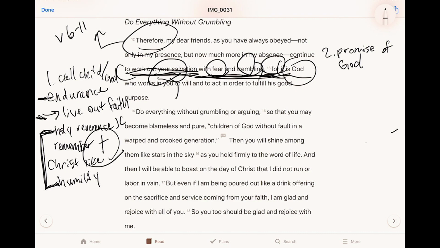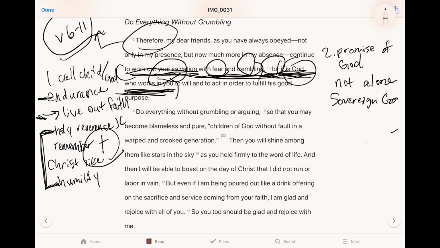Second, there is a promise of God. The promise is in the phrase, for it is God who works in you. There is a promise here that we are not alone. And this is not any God. This is the same God in verse 6 to 11. So this is the God of all gods, the sovereign God who works in you.